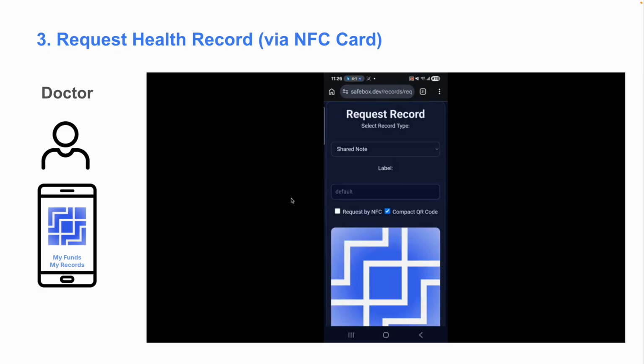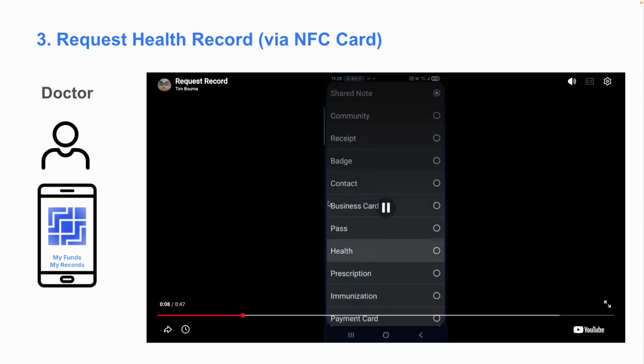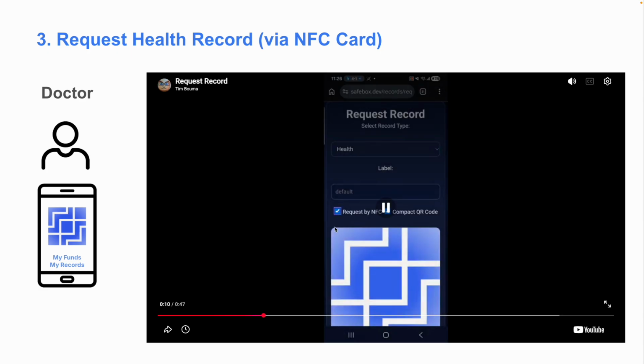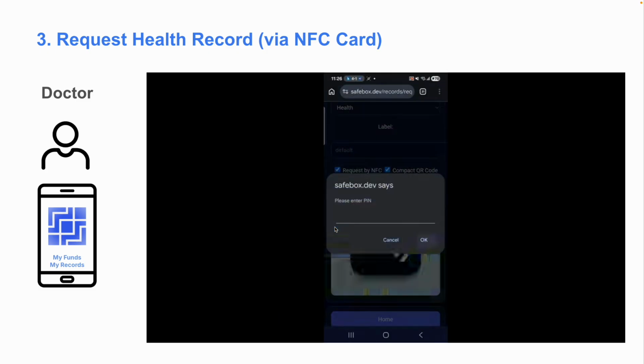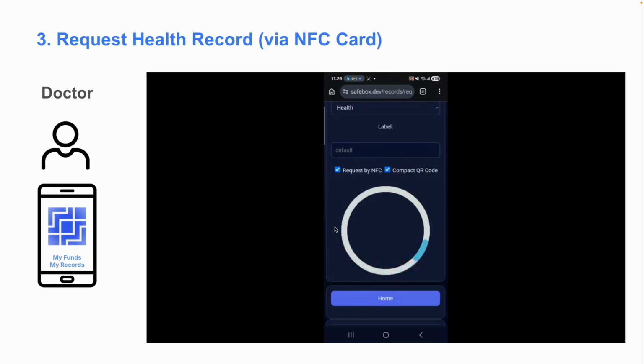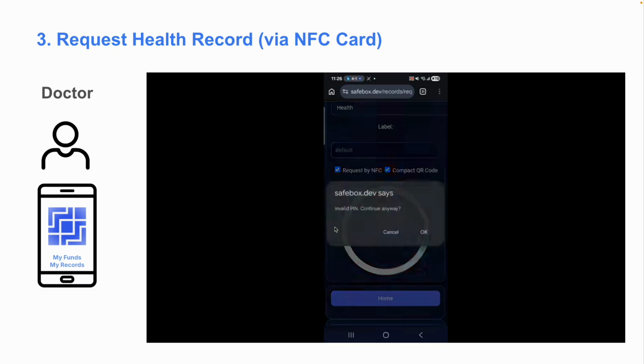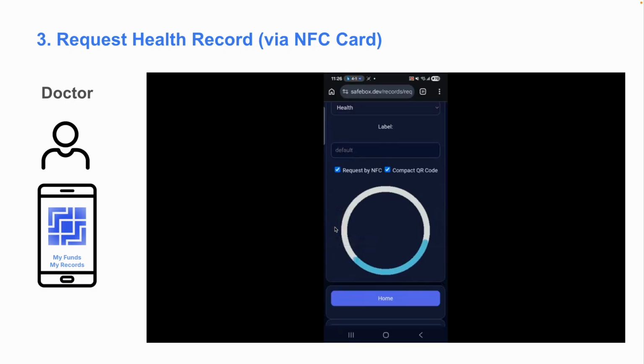Again, they go to request a record. They say, I want a health record, request by NFC, and then the patient taps. They can enter their PIN. In this case, I'm just passing it by, and then invalid PIN, it's just passing through. But now it's actually going to the Safebox of the patient.